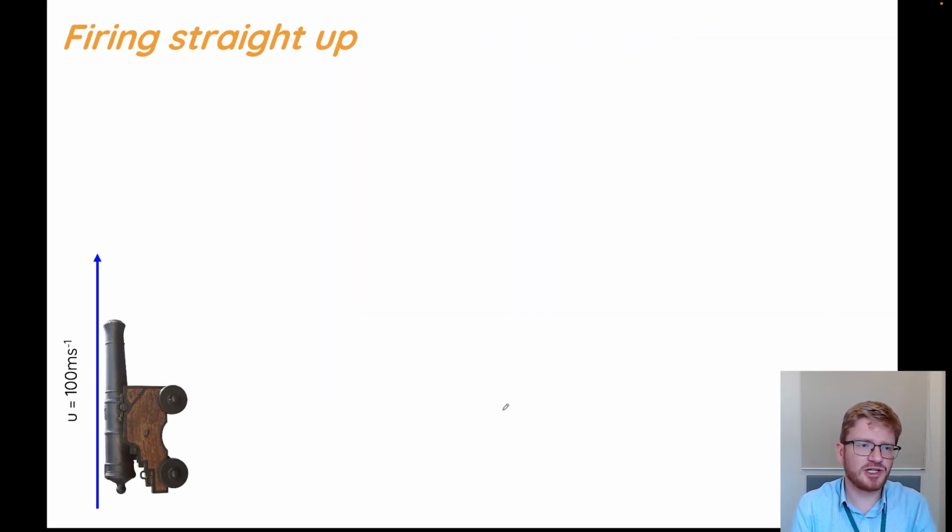Okay, so last time we were talking about firing completely horizontally. Let's just turn that on its side. See what I did there? Turn it on its side. And we're going to deal with firing something straight up. So here's my cannon, and it's on the ground, and we're going to fire it straight up.